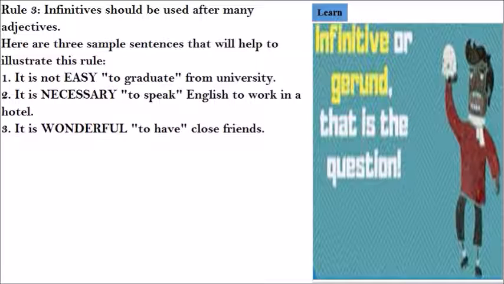Rule 3. Infinitives should be used after many adjectives. Here are 3 sample sentences that will help to illustrate this rule. 1. It is not easy to graduate from university. 2. It is necessary to speak English to work in a hotel. 3. It is wonderful to have close friends.